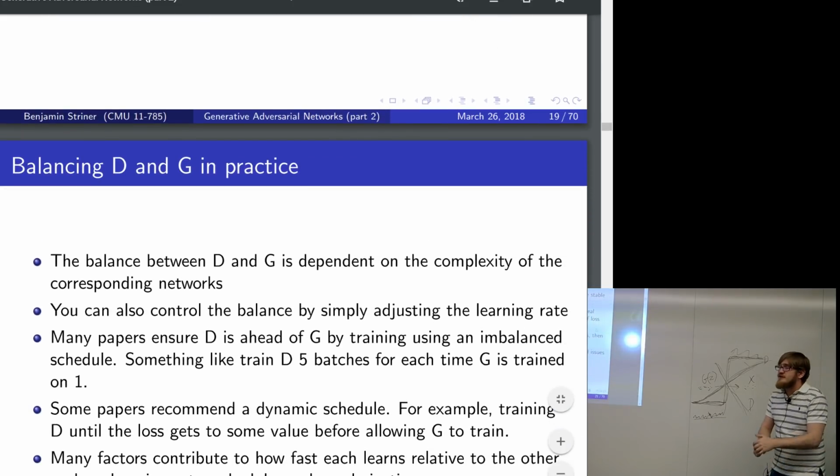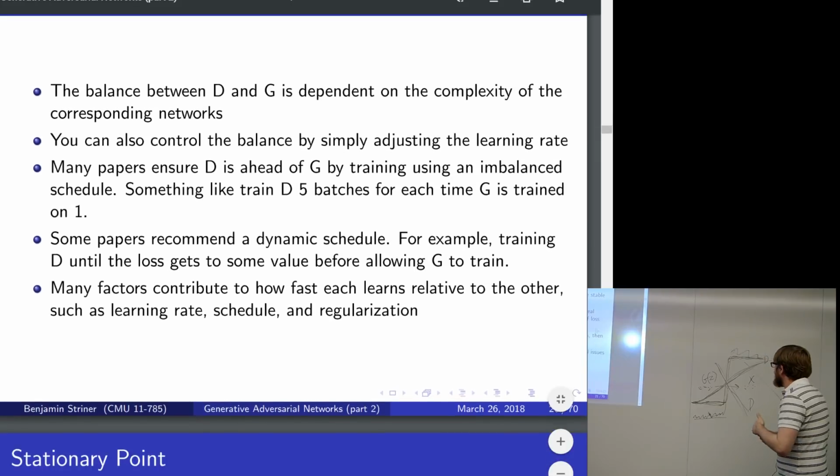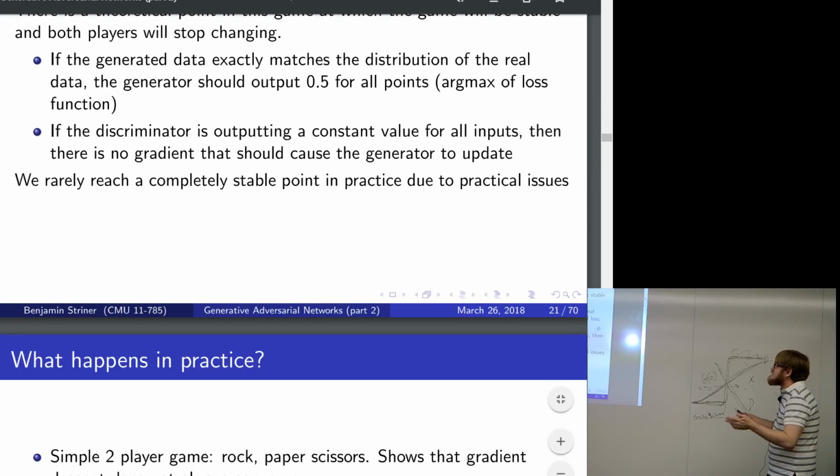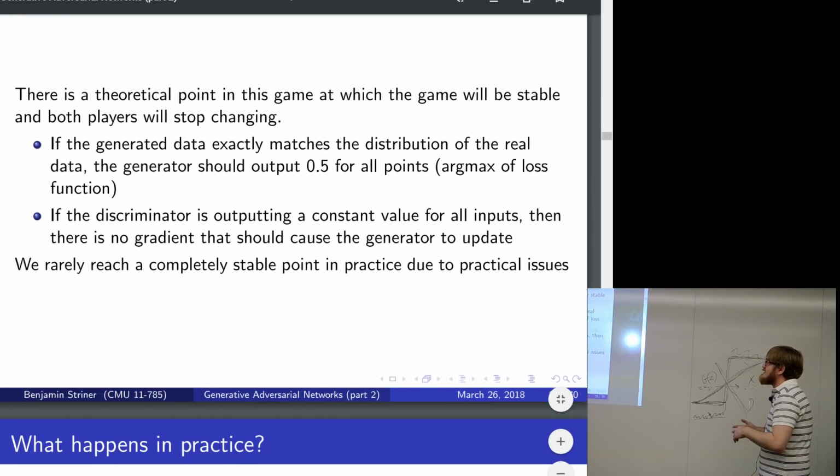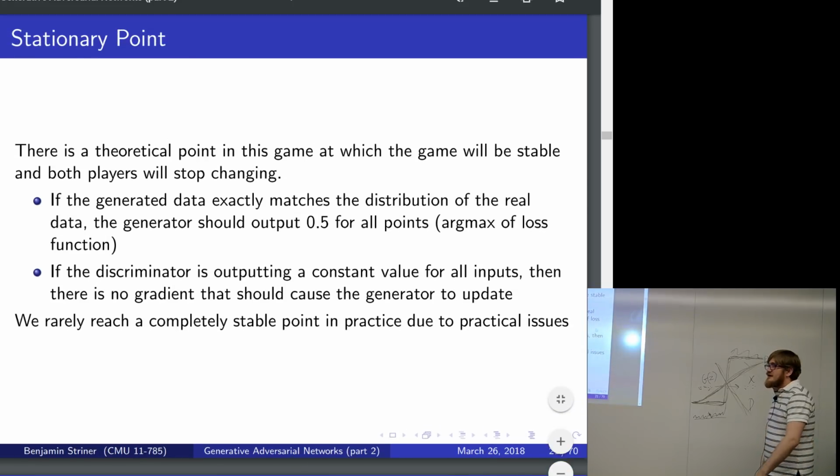There is a stationary point. This is the ideal equilibrium that we want to hit. At that stationary point, the generated data exactly matches the real data. In the case of our traditional GAN, sorry, that slide's still messed up. Just say the discriminator should output 0.5 for all points.